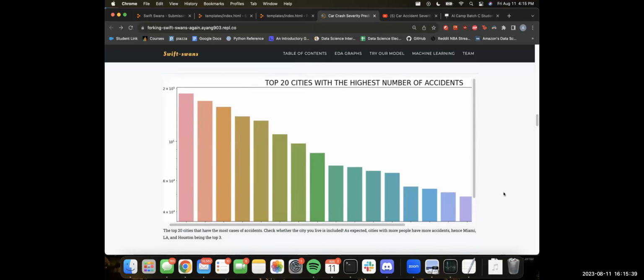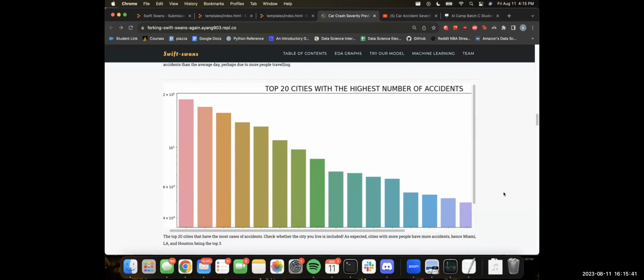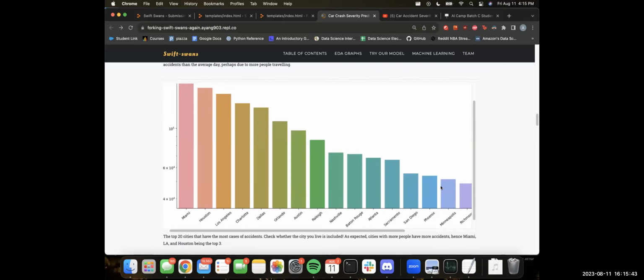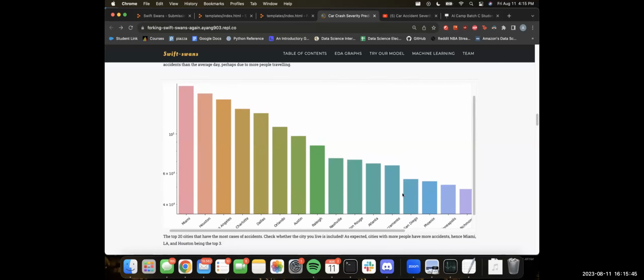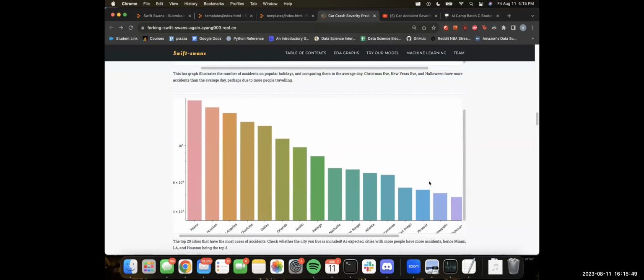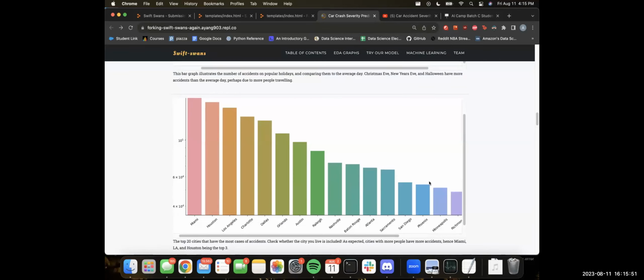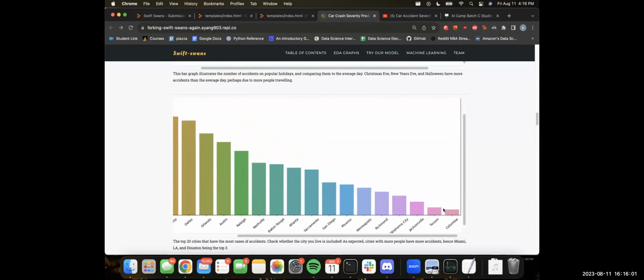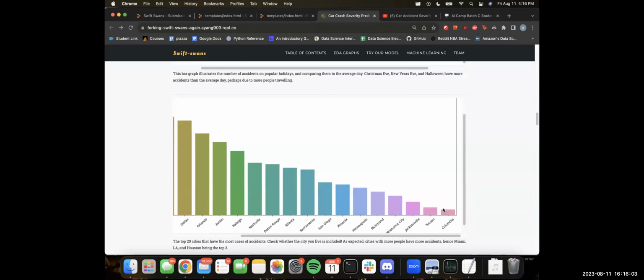Hey guys, I'm Max. This is an intuitive graph about the top 20 cities with the most number of accidents. You can see, check whether your city is included. Miami, Houston, and Los Angeles really have a lot. And as expected, the cities with more people have more accidents.